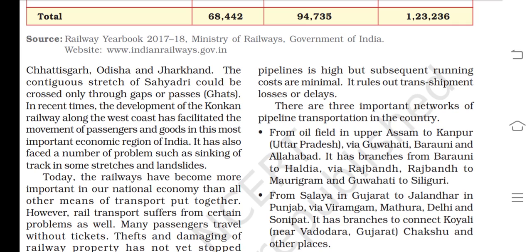Here there are three important networks of pipeline transportation. The first is from the oil field in Upper Assam to Kanpur via Guwahati, Barauni and Allahabad. It has branches from Barauni to Haldia via Rajbandh, Rajbandh to Moriagaon and Guwahati to Siliguri.